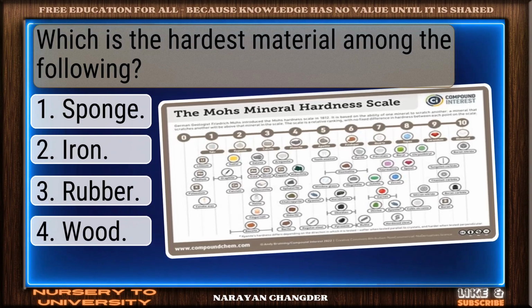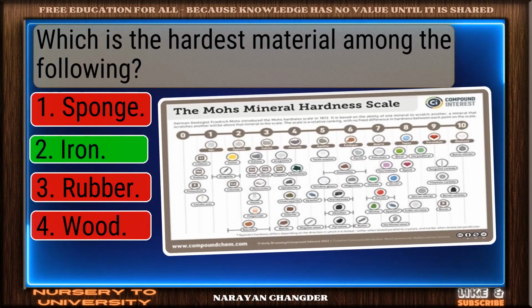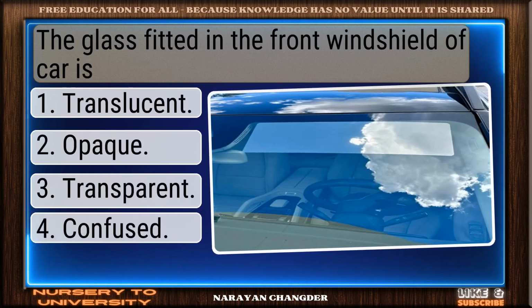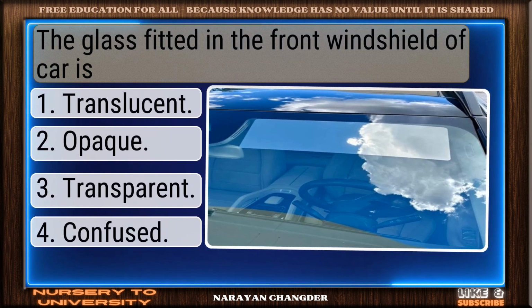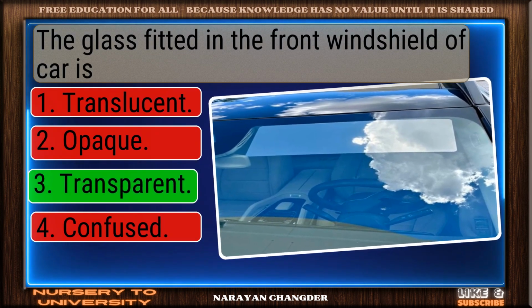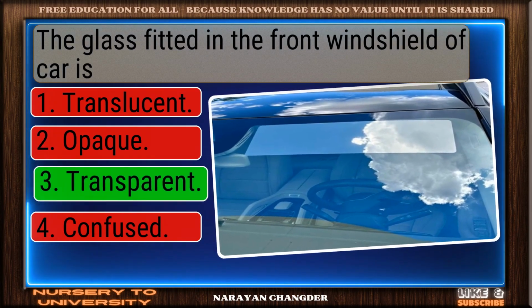Which is the hardest material among the following? Great thinking. Iron is the right choice. The glass fitted in the front windshield of car is? Clear logic. Your choice, transparent, is sound and 100% true.